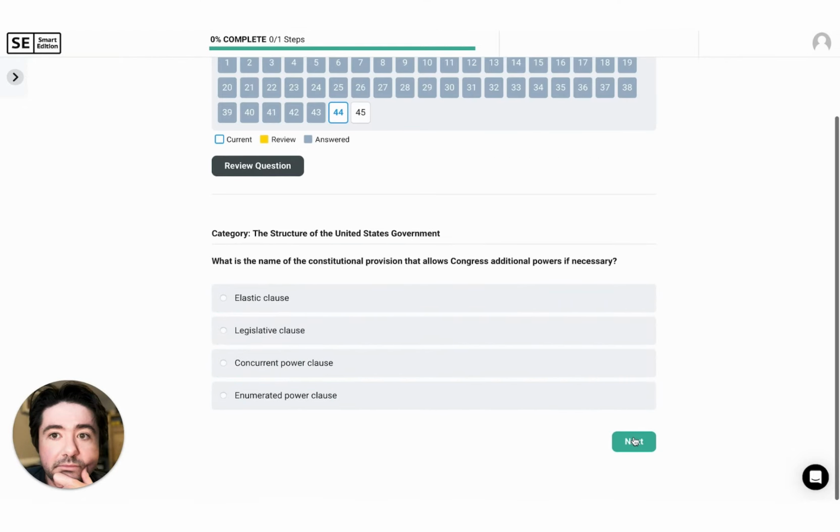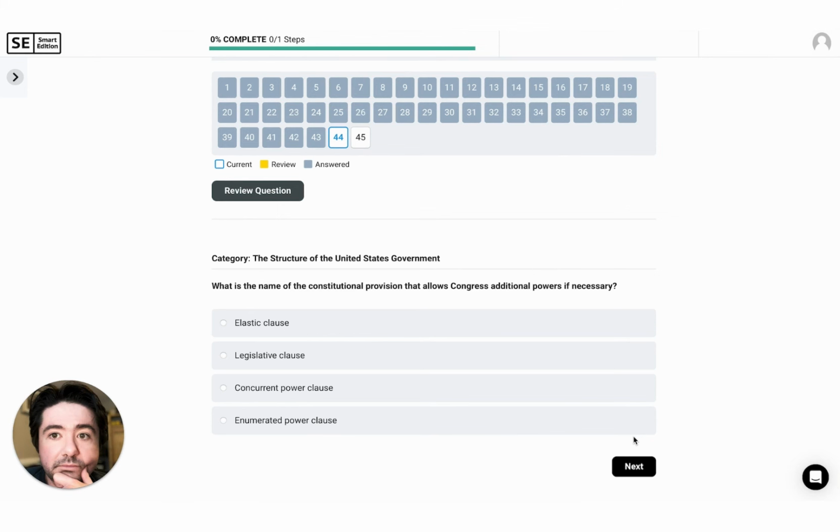Okay, question 44. Now, on the actual Social Studies GED section, you will see one or two questions that are called standalone questions. You will not be directed to look at any document or any picture. But like I said, these come up very rarely, so only expect one or two at the most. Okay, that said, our category is the structure of the United States government. What is the name of the constitutional provision that allows Congress additional powers if necessary? The Elastic Clause, the Legislative Clause, the Concurrent Power Clause, or the Enumerated Power Clause?